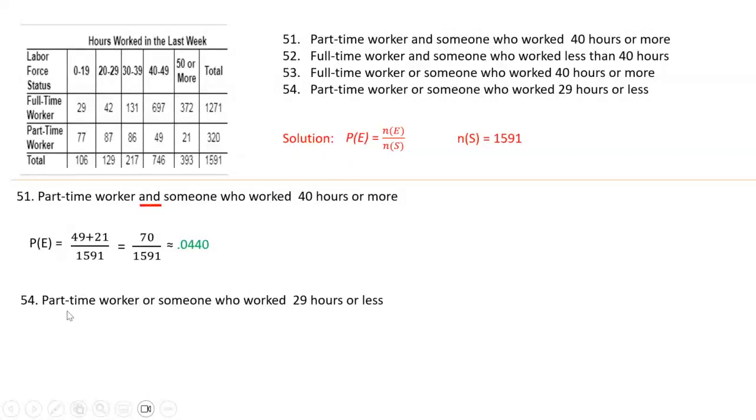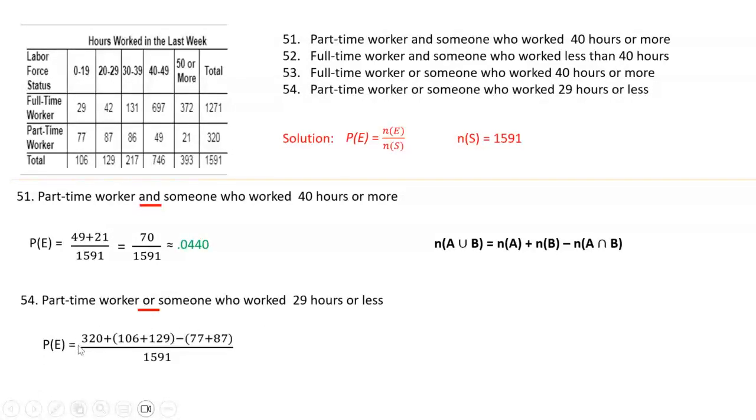Number 54. A part-time worker. Oh, right. So here's the difference now. This was an and, now this is an or. Who worked 29 hours or less. So here, guys, at times, it's better to use a formula. Okay? So let's do this. I'm going to do it both ways. This is without the formula, guys.